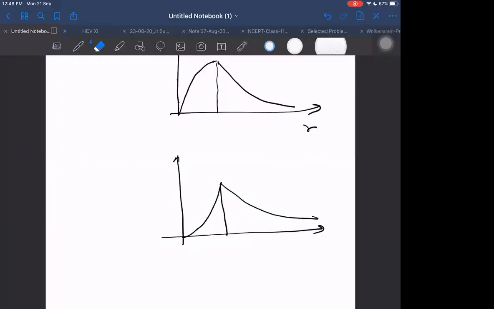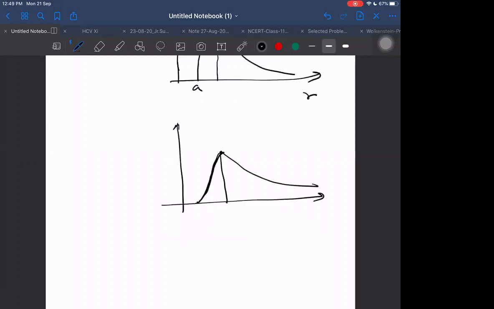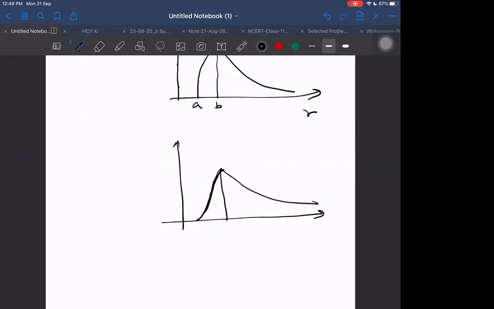That is for the thick spherical shell. This is for the normal spherical one. Which one of these is valid? A to B, A to B. Now up to A, it is 0 here also.